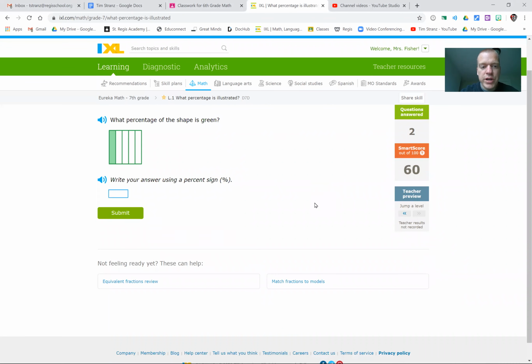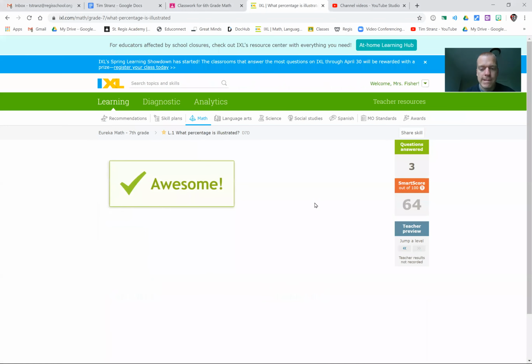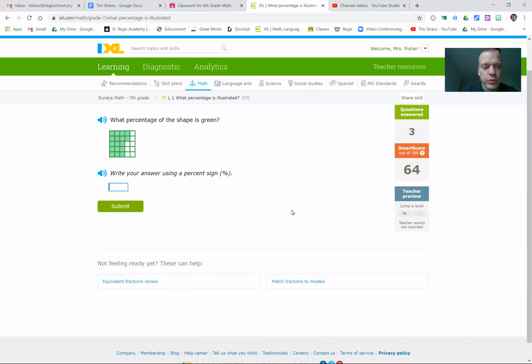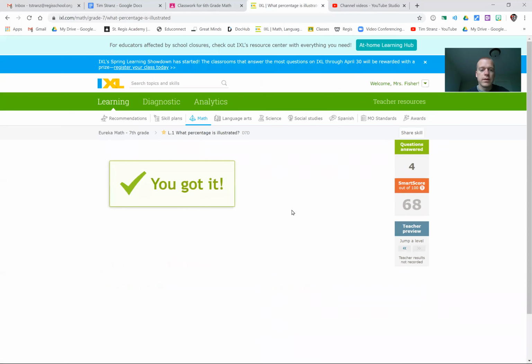What percent is green? Well, there's 1, 2, 3, 4, 5 boxes. 1 out of 5, which is 20%. Okay. What percent is green? Well, there's 1, 2, 3, 4, 5, 1, 2, 3, 4. So there's 25 boxes altogether, and you got 5, 10, 15, 17 out of 25. Okay, so you need to do 17 divided by 25. You're going to get 0.68 or 68%. Okay, so there you go.